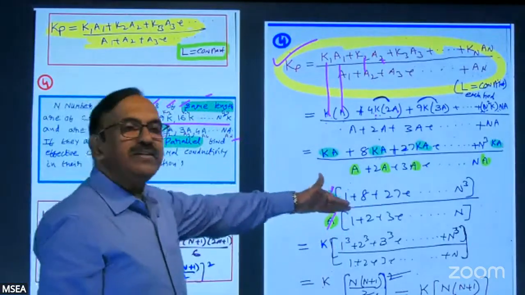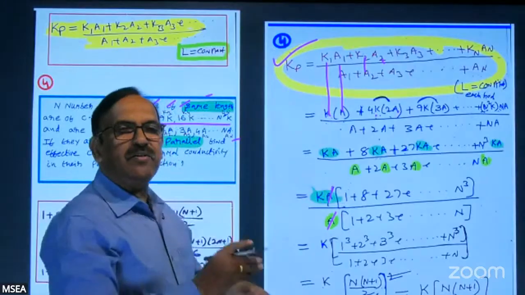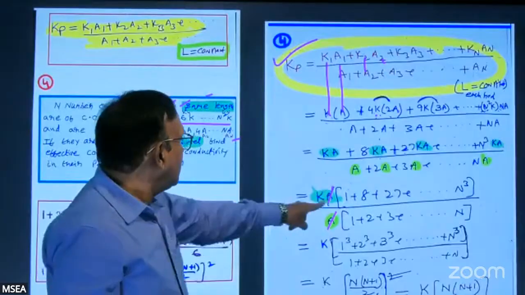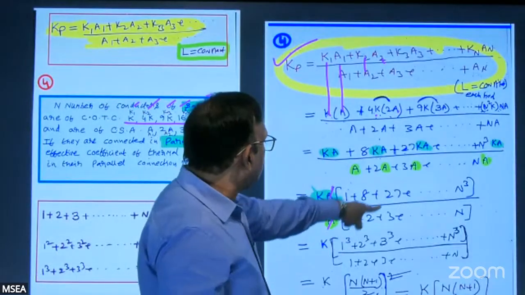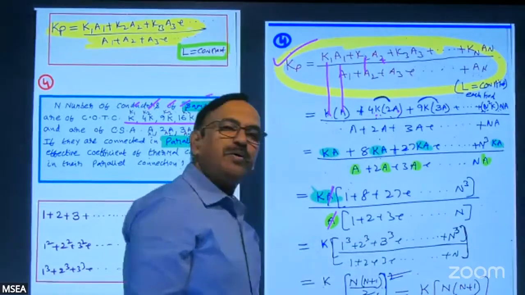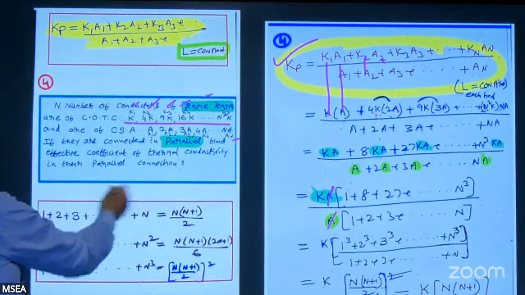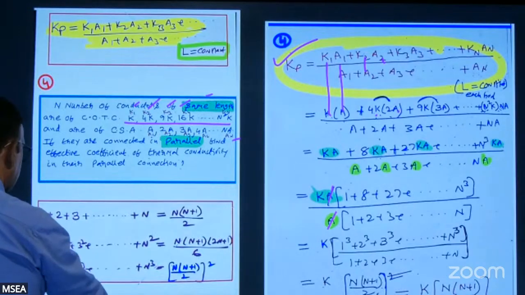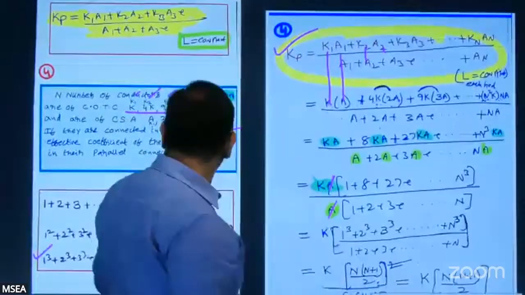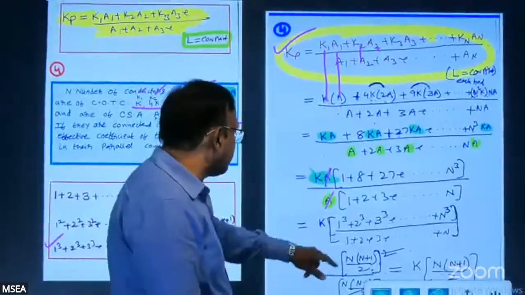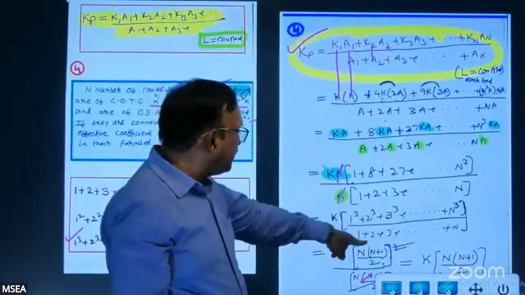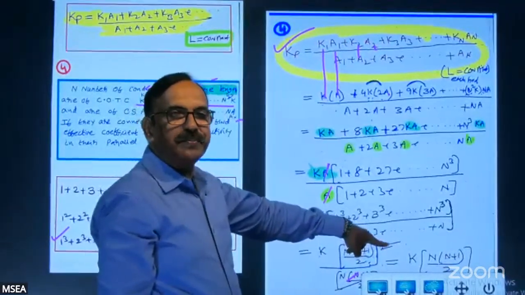The only thing is how we simplify it. Such questions are very common in different chapters of physics. Many chapters we get it. Okay, 1 is 1 cube, 8 is 2 cube, 27 is 3 cube, this is n cube. 1 plus 2 plus 3 up to n. 1 cube plus 2 cube plus 3 cube plus up to n cube. You have to be good at this list there. 1 cube plus 2 cube plus 3 cube up to n cube is n into n plus 1 by 2 whole square. 1 plus 2 plus 3 up to n is n into n plus 1 by 2. So this term and this term will get cancelled. You are left with k into n plus 1 by 2.